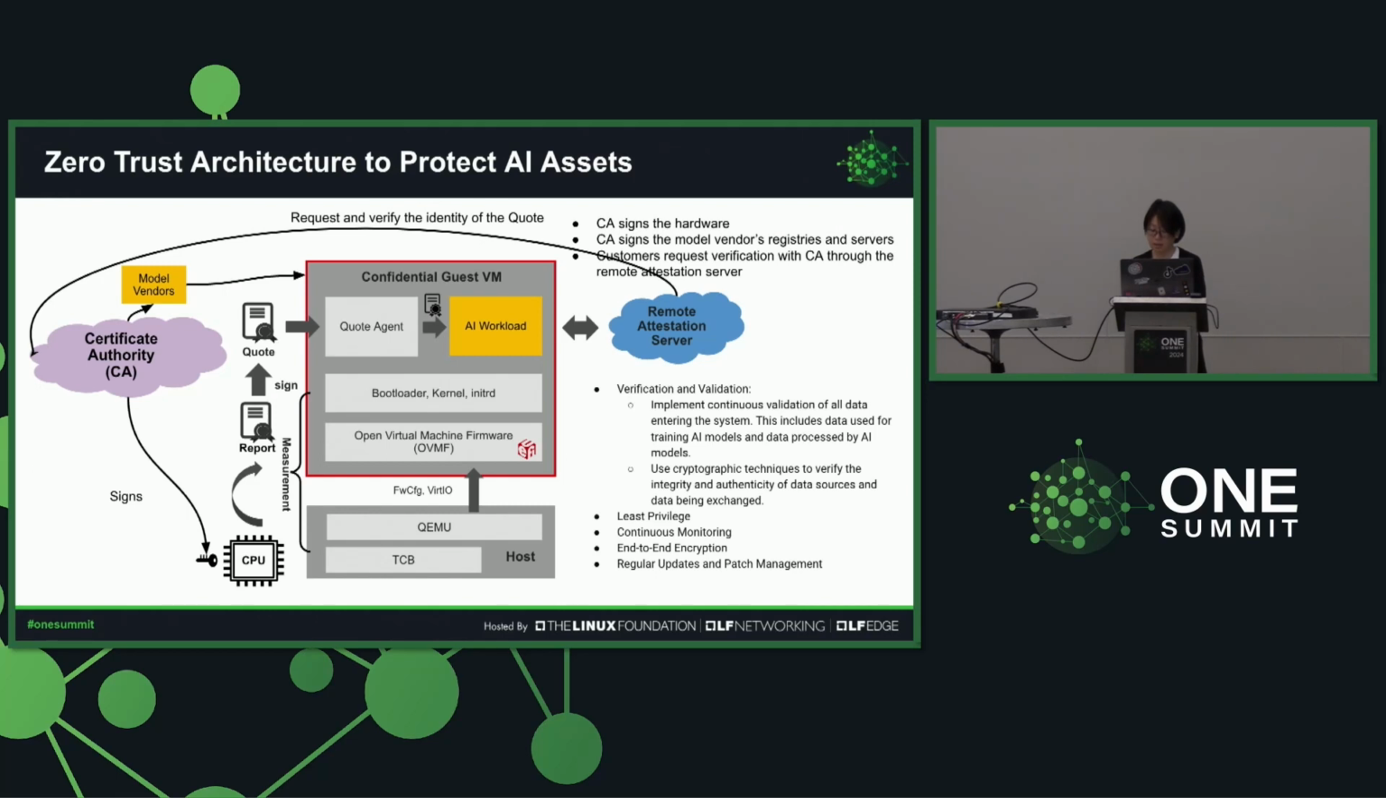In this process, the whole system will provide verification and validation, which means we will validate all the data entering the system, like a guardrail. This includes the data used for training AI models and data processed by the AI models. For example, the inputs, the prompts to the system, documents sent into the system, and also the output of the models, to make sure that models won't return harmful results. And also, we use end-to-end crypto techniques on the CSP side to verify the integrity and authentication of both the code and data source. And also, we ensure least privilege, continuous monitoring, end-to-end encryption, and regular updates and patch management in the system.